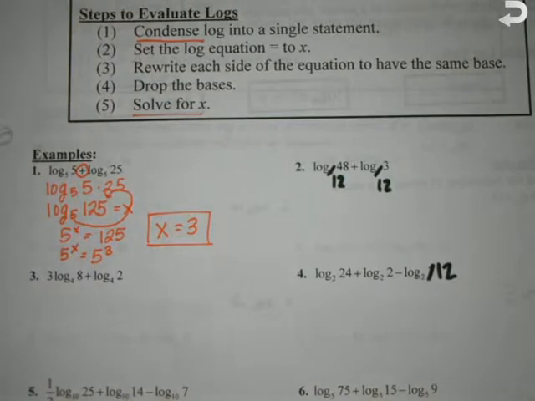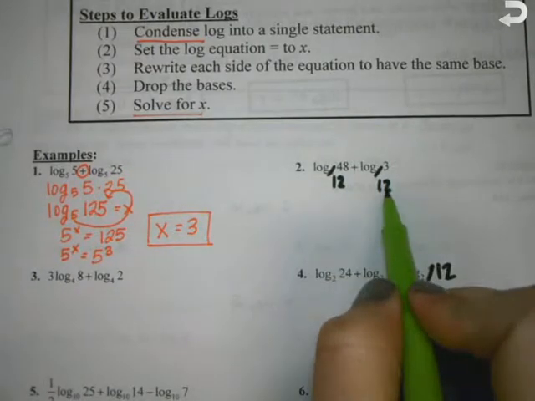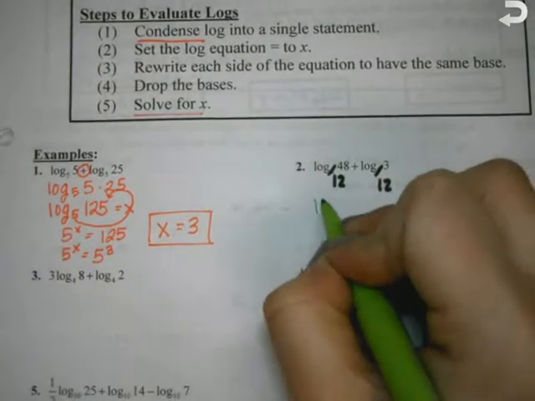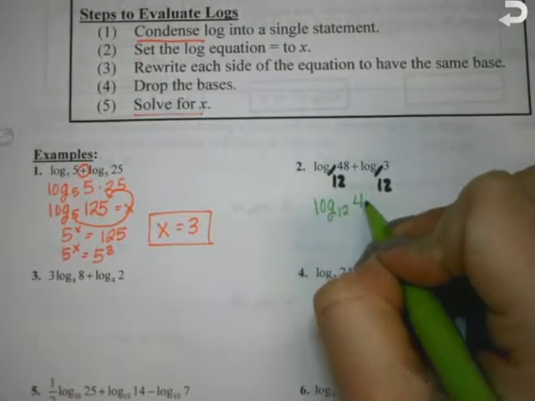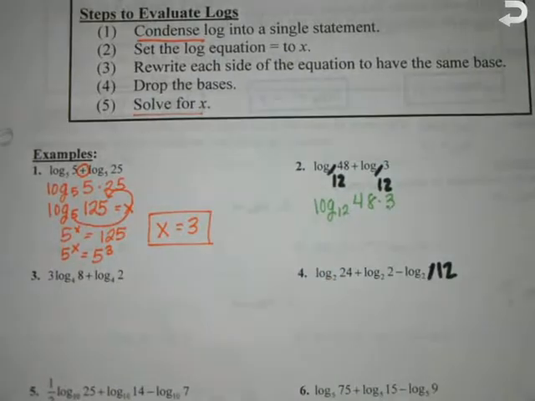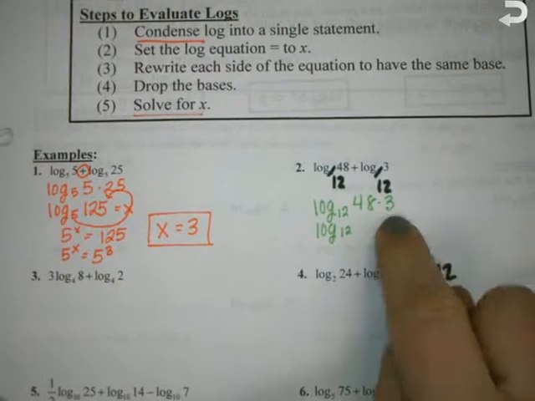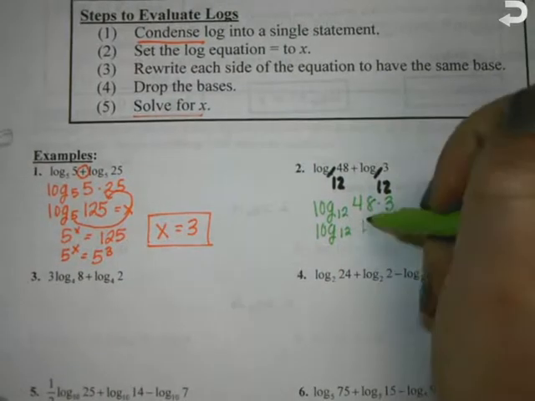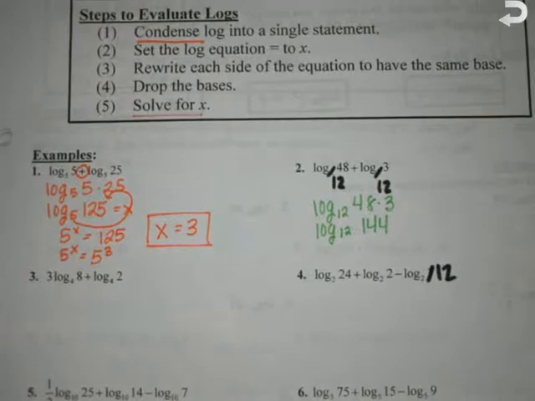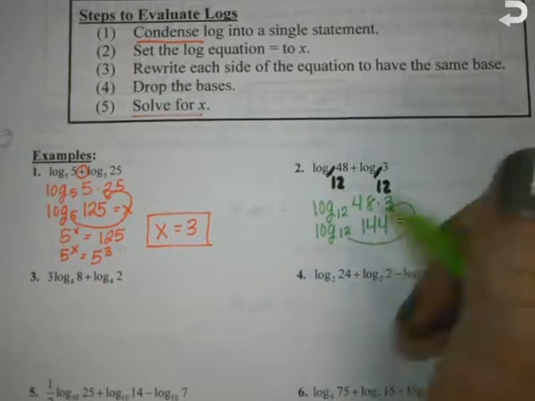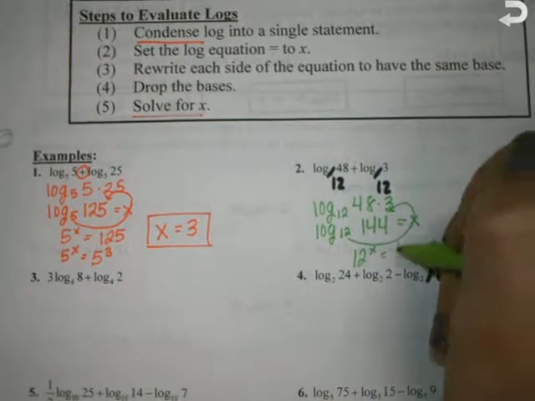So we have log base 12 of 48 plus log base 12 of 3. What rule is that? Product rule. Good. So that's going to be log base 12 of 48 times 3. So that's log base 12. What's 48 times 3? 144. Good. Okay, now this looks like something that we can do. So what's my next step? Equal to x. I come up and around, so that's going to be 12 to the x equals 144.